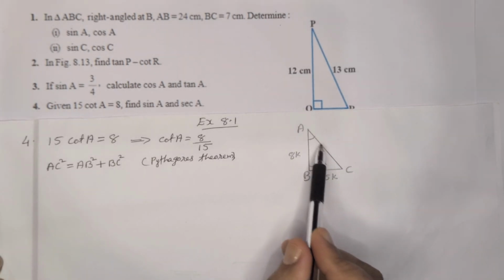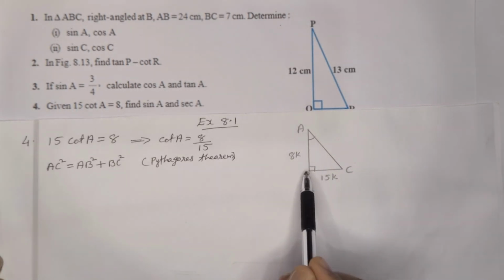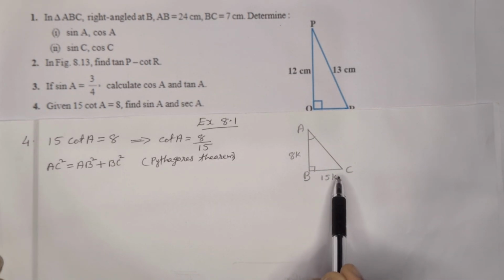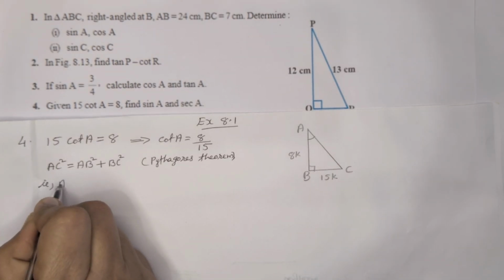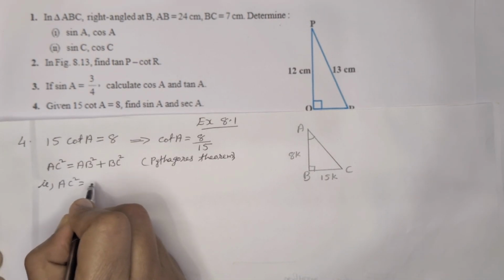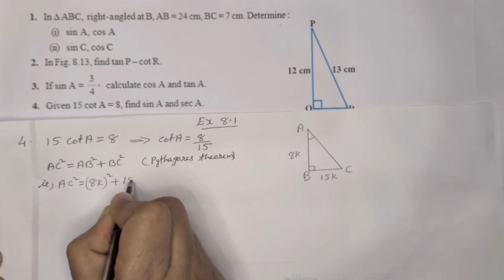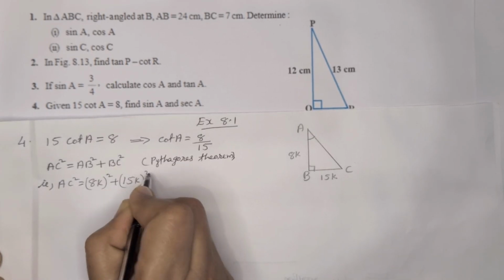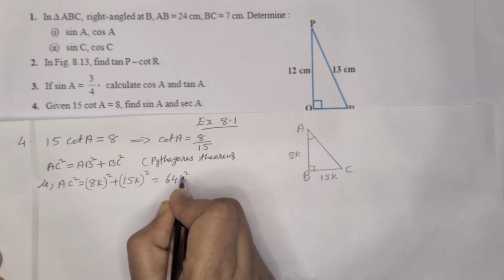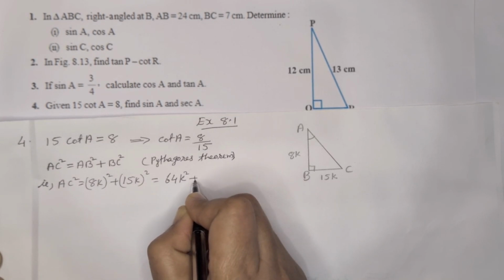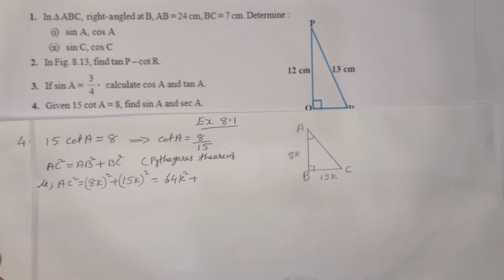By Pythagoras theorem, hypotenuse square is equal to altitude square plus base square. That means AC square is equal to, AB is here 8K, 8K square plus 15K square, which is equal to 64K square plus 15 square, that is 225.